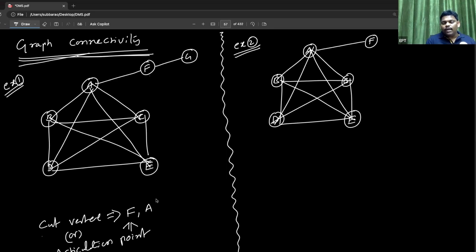An articulation point is like a project manager. One project is going on, and the major person is the project manager. Unfortunately, the project manager is not able to attend or continue. The total project will collapse, right? Unfortunately, one project manager is behaving like an articulation point. It is a serious issue.